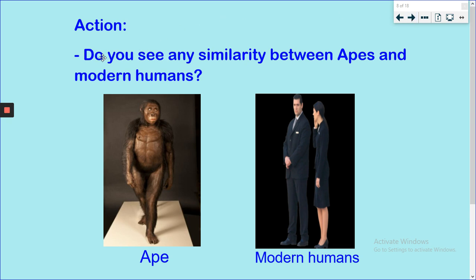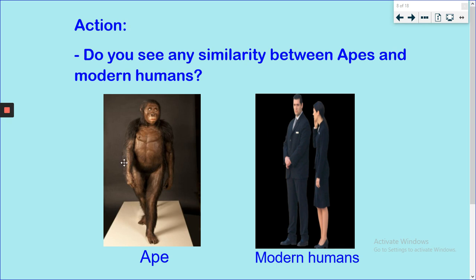Now, do you see any similarity between apes and modern humans? This is the apes. What is the similarity? Can you find something? Yes, both are walking on two feet, and both have two legs and two hands, right? Humans also walk on two feet, and apes also walk on two feet. So this is the similarity, isn't it?